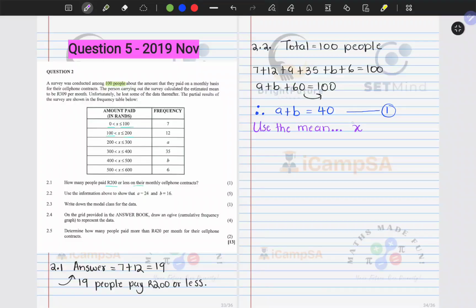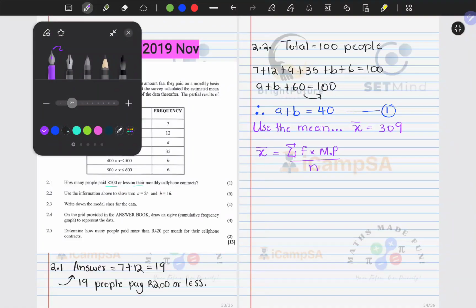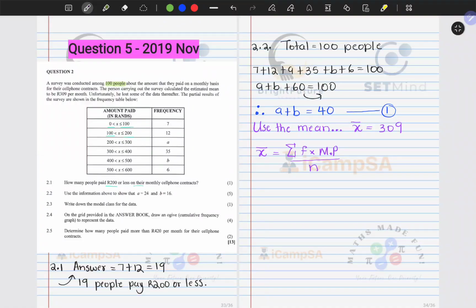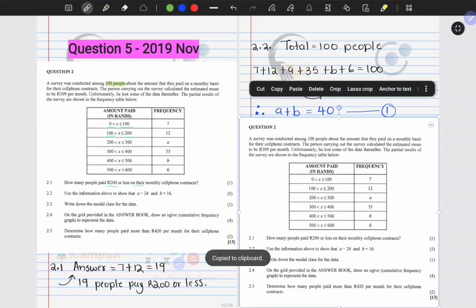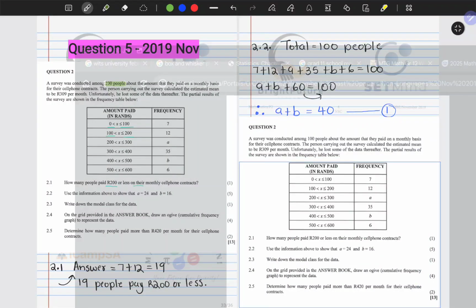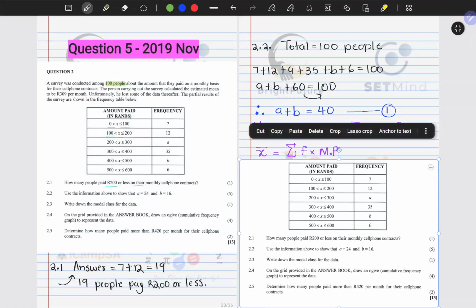Okay. So I'm told that the mean is 309. And we know that for group data, the mean is always given by the sum of the frequency multiplied by the midpoint, and all of this will be divided by n. Now, if you observe carefully, when you look at our table here, let's quickly copy and paste it, and then extend the table a bit to include the midpoint.